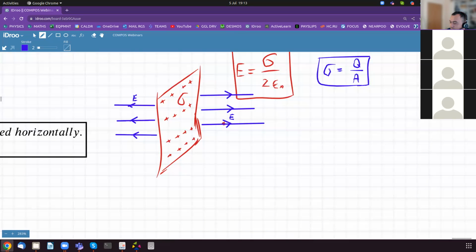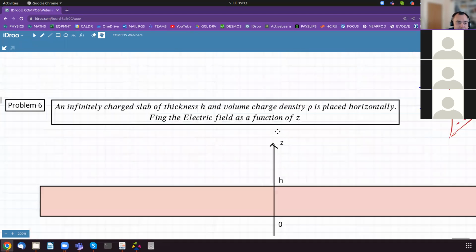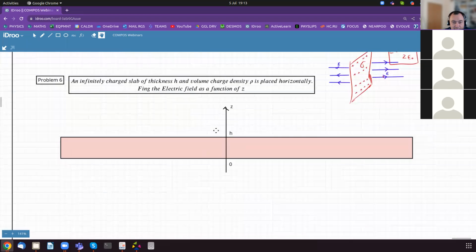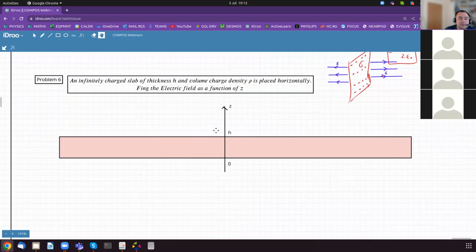Now, the next question is very simple, similar to problem 13. An infinitely charged slab of thickness h and volume charge density rho is placed horizontally. Find the electric field as a function of z. They're not saying whether it's positively or negatively charged, but we assume it's positively charged because it doesn't really matter. It's just going to be a symmetrical answer for a negative charge.